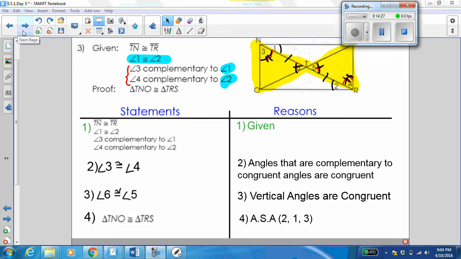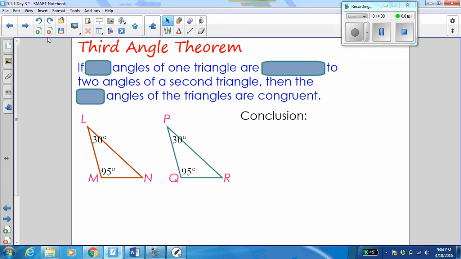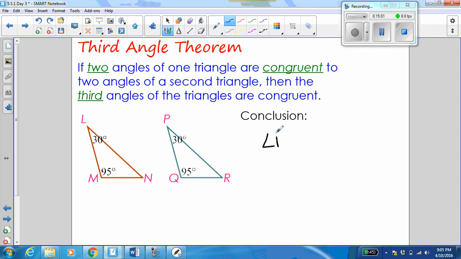All right. So the third angle theorem is a theorem that we're going to prove later on, but for right now, the third angle theorem says that if two angles of one triangle are congruent to two angles of a second triangle, then the third angles of the triangles have to be congruent. We can look at this mathematically. We know that the angles of these two triangles have to add up to 180 degrees, so there's only one possibility for the measure of angle N and the measure of angle R, which is how we know that they have to be congruent. Very similar to our complementary and supplementary theorems.